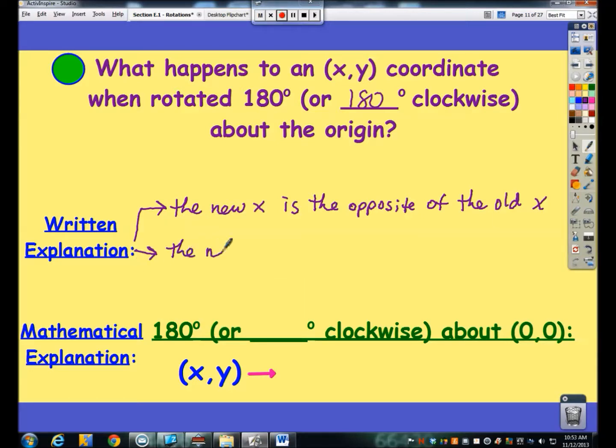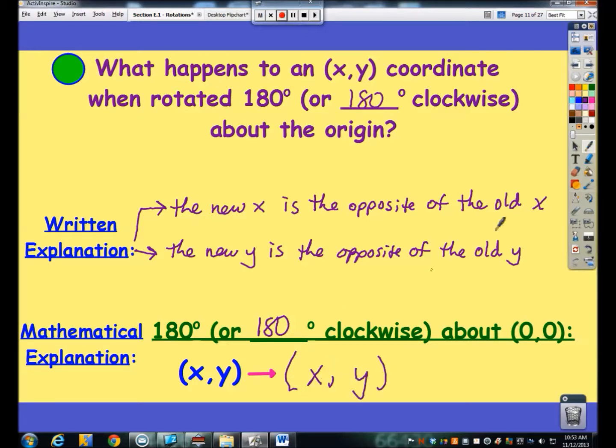And then the new y is the opposite of the old y. So x and y stayed in the same spot, except they just switched signs, essentially. Okay, so we said x and y, they stay, except they now switch signs, the x and the y both. So there would be our transformational rule. X is still x, y is still y, but they switch signs.